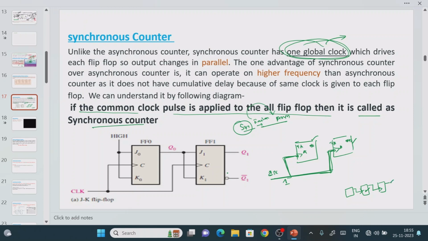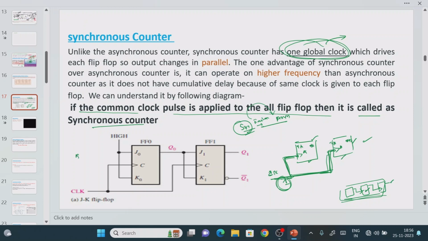So it is generating the output, right? So it means that it is the faster operation. Why is it the faster operation? Because the moment you apply the clock pulse, flip-flop 1, flip-flop 2, everything will start working together, so that you will be getting the output at a time.